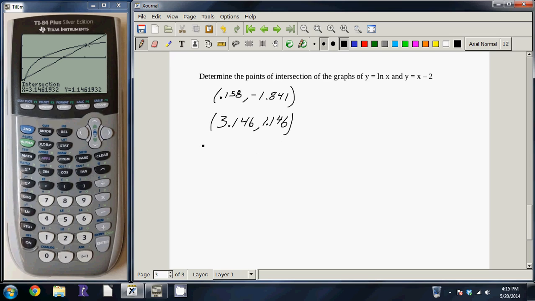Our intersections are where these two graphs connect, which means we're really solving natural log of x equals x minus 2. We're figuring out when these are equal. This is also useful when you have problems that ask when a function equals a certain value. You can do this same thing. You can graph the function, and then graph the constant, which is just a horizontal line, and then figure out where they intersect, and that will give you the x values where these are equal.